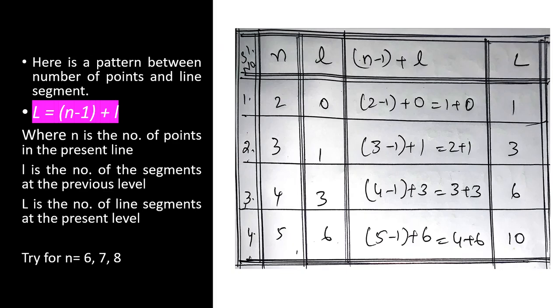Here is a pattern between number of points and line segments. We can write a formula like capital L is equal to n minus 1 plus small l, where n is the number of points in the present line, small l is the number of segments at the previous level, and L is the number of line segments at the present level. When we prepare a tabular form, we get as shown: n is 2, capital L is 1, n is 3, capital L is 3, n is 4, capital L is 6, n is 5, capital L is 10. Try for n is equal to 6, 7, 8 and observe.